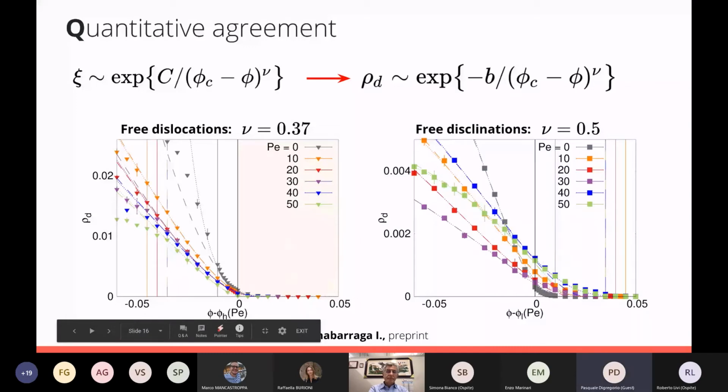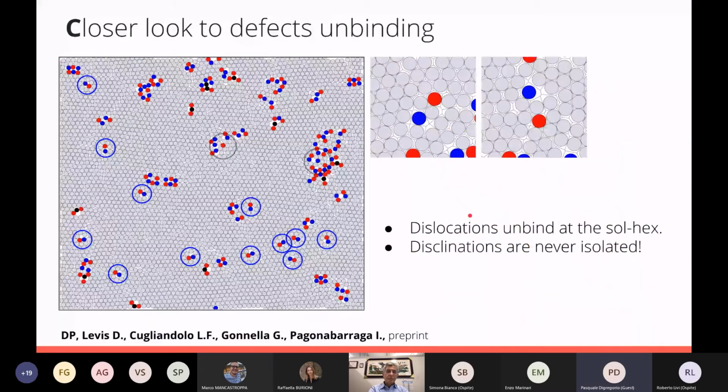This suggested that we look a bit closer at the behavior of disclinations. And actually, as you can see from this picture, while we do observe unbinding of free dislocations, and we do observe free dislocations in the sense that they are basically alone in the neighborhood, here these dislocations are highlighted with the blue circle, we never observe truly isolated free disclinations, in the sense that they are always bonded either together or with other, let's say, extended structures of defects.